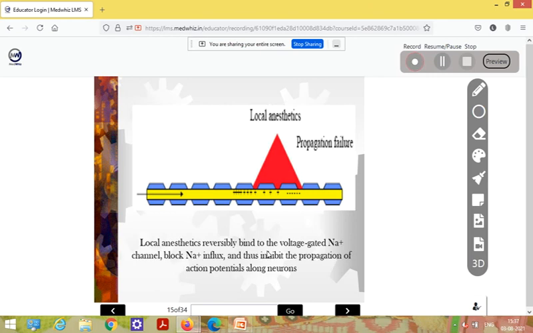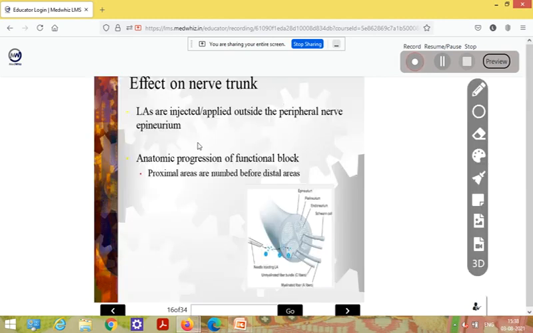Now, these local anesthetics reversibly bind to the voltage gated sodium channels, and they're going to block the entry of the sodium ions into the channel, and thereby they're going to inhibit the propagation of action potentials along the neuron. So you know these are the nodes, and over here there are more sodium channels concentrated. And if propagation failure has to occur, then the local anesthetic must be anesthetizing at least a minimum of 2 to 3 nodes. So this is the rule for the local anesthetic to be acting.